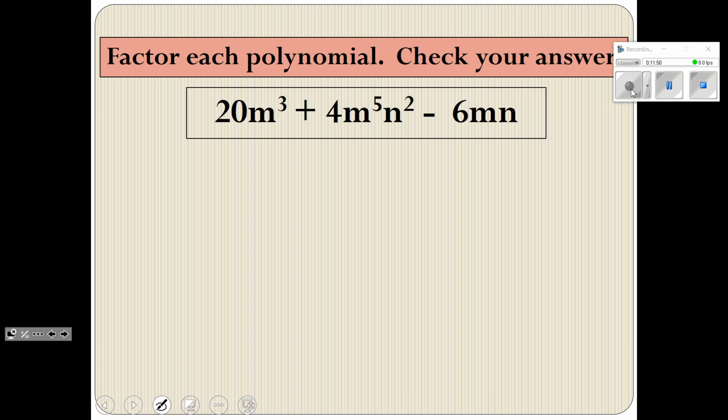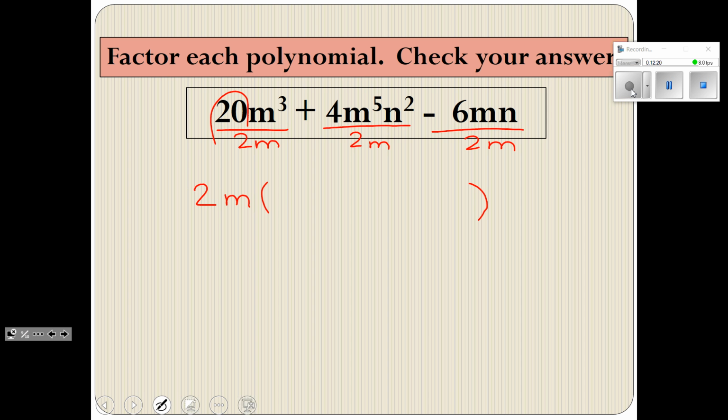Greatest common factor for this polynomial, we have a 20, a 4, and a 6. So I think the greatest common factor would simply be a 2. If we look at our variables, we have m's in all 3 terms. The one with the lowest exponent is a 1. We have n in 2 of the terms, but not in the 3rd term, so it is not part of our greatest common factor. So we just have 2m that we are dividing each term by.